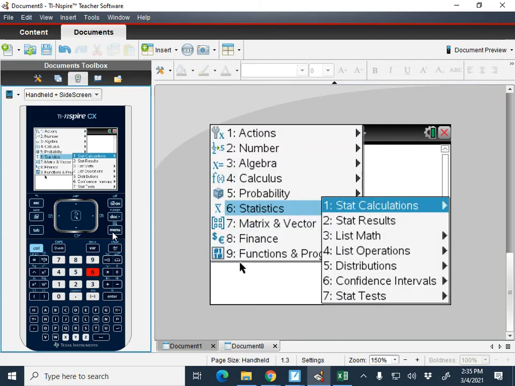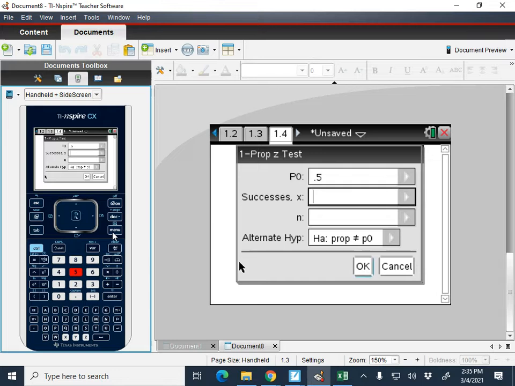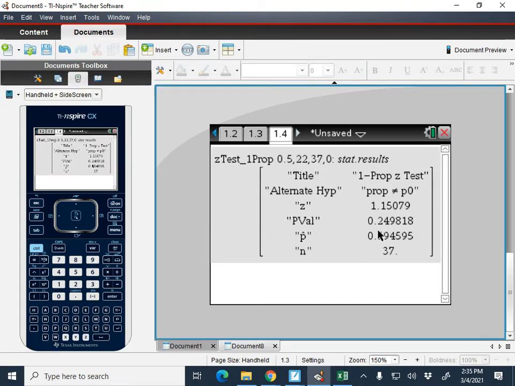Menu, 6, 7, 5. 50% is our null, 22 out of 37. And we're going not equal to. Everybody got it? Anybody need me to slow down? We get 1.15 and about 25%.